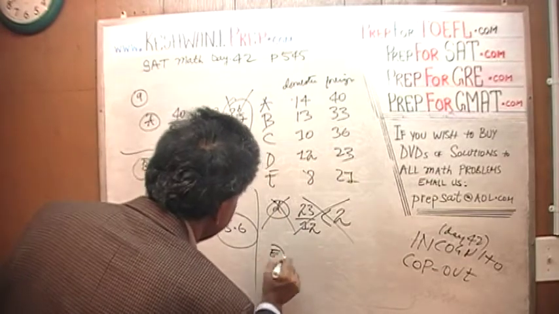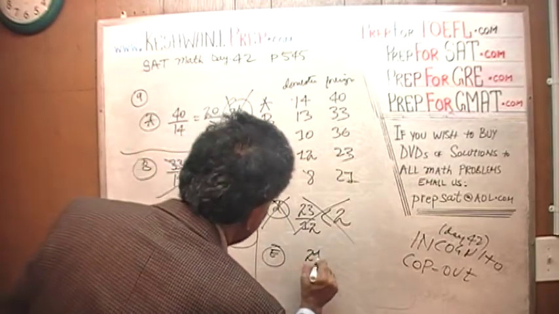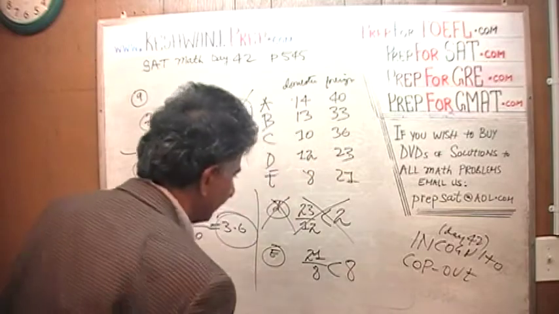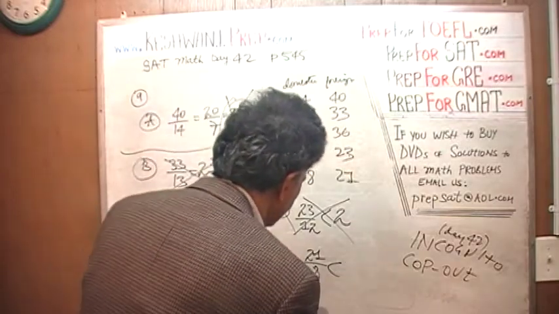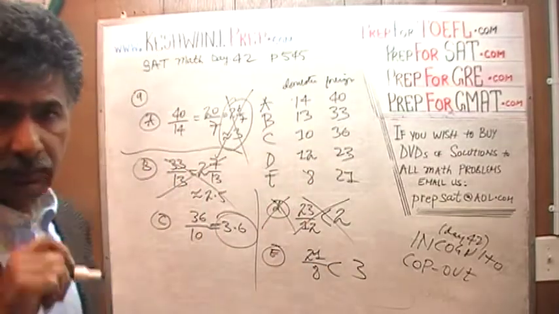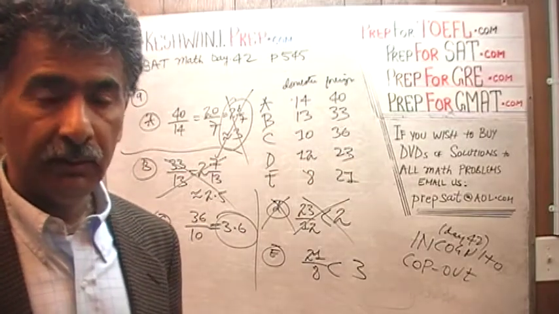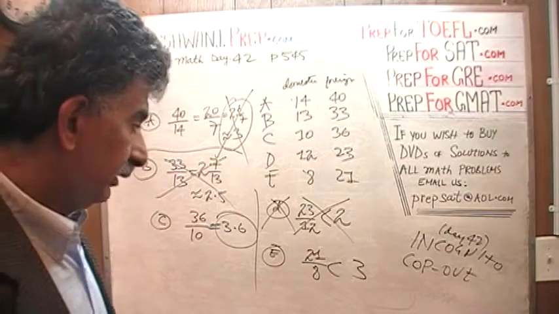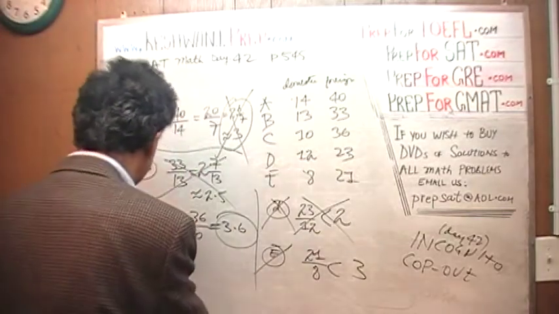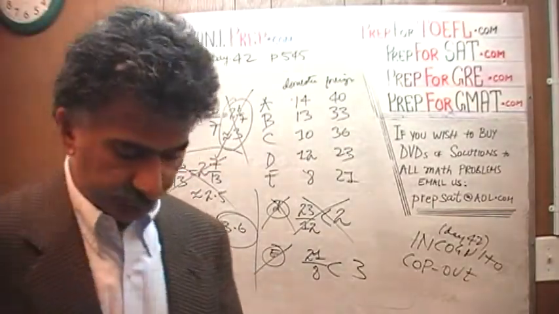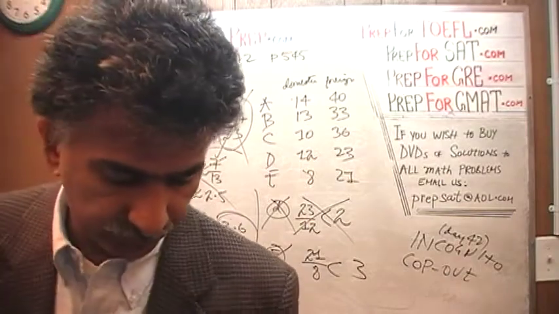Let's look at E. E is 21 divided by 8, which is less than 3. 24 divided by 8 would have been 3. 21 divided by 8 is less than 3. It's out of the game. The answer is C. 3.6 is the largest one.